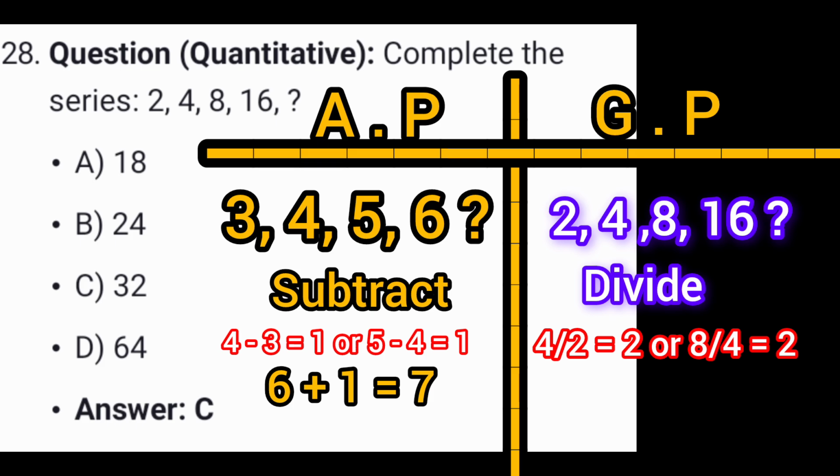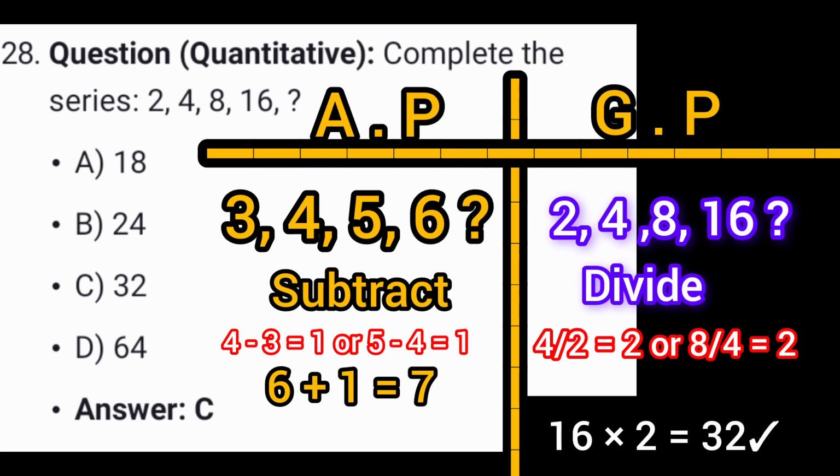So for the GP, you multiply by the ratio. You can see the ratio is 2, 2, 2. And the last number there is 16. That is why we say 16 times 2 will give us 32. And also 32 divided by 16 will give us 2. So the answer is C. And C is the correct answer, which is 32.